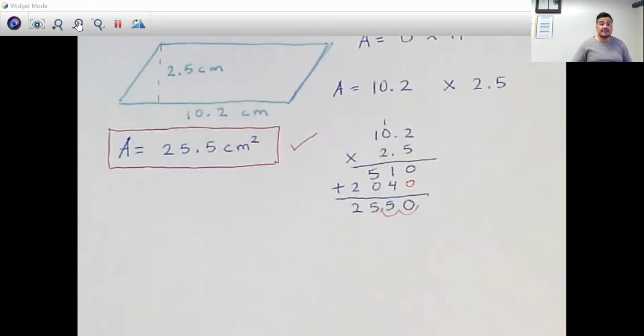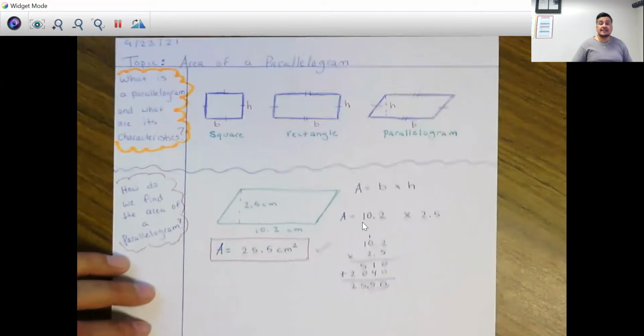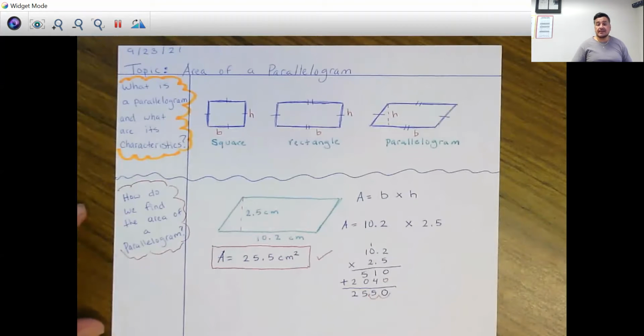So that is all for this lesson today, right? So this is how simple finding the area of a parallelogram can be. So hopefully this video is helpful. And then when we get done with this, hopefully we'll have some examples to practice today and put these notes to work. All right. So let me stop sharing here.